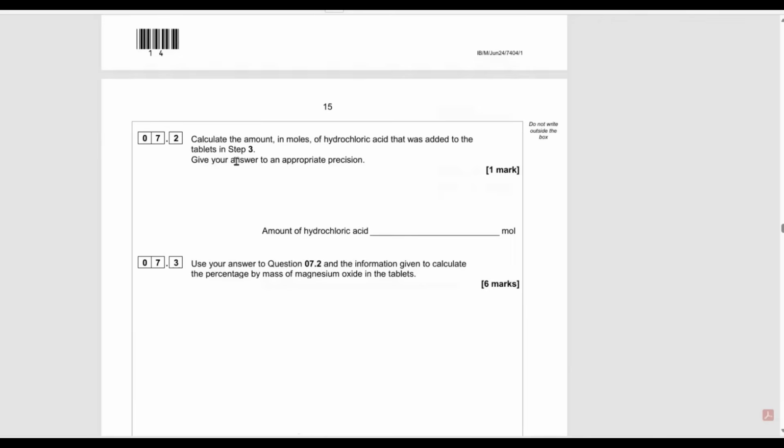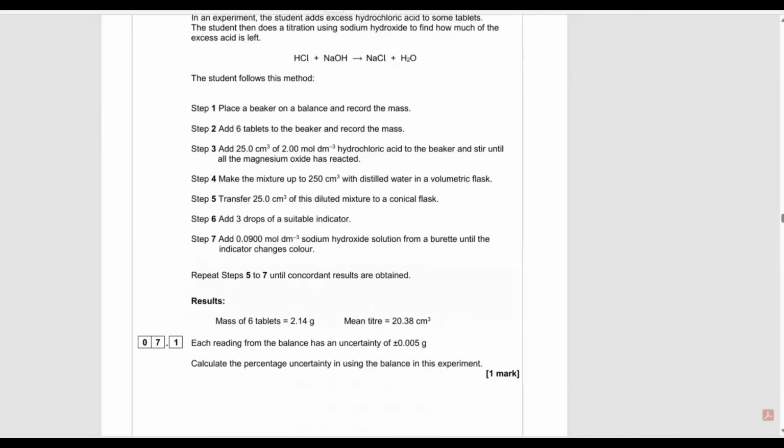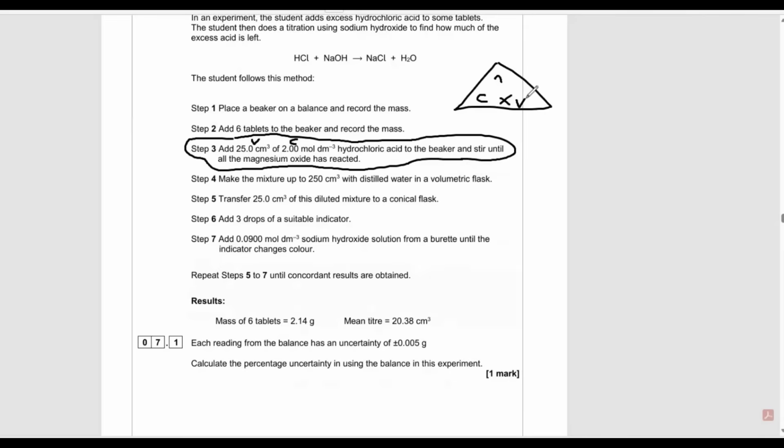Now it says calculate the amount in moles of hydrochloric acid that was added to the tablets in step 3. So notice there are 2 equations here, and that's always a sign we're doing a back titration. In the first equation, they added 25 cm³ of 2 mol/dm³ hydrochloric acid to the beaker, and this was the excess. This was the initial or original moles of hydrochloric acid, and you just need to do C times V. The volume is 25. Remember to convert to dm³, divide by 1,000, times by the concentration, which is 2, and that's going to give us 0.05 mol HCl, or 0.0500 if you want to be fancy pantsy. All right, and that's going to get you another mark. So that's 2 of the marks for this question 7.